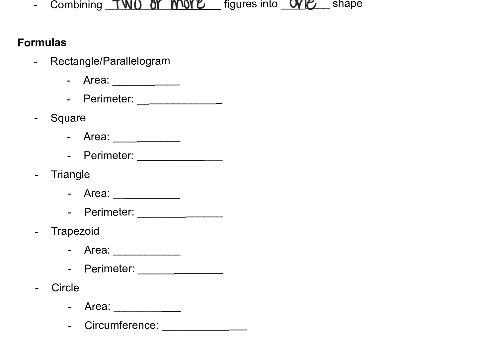So the first is a rectangle, or just in general, any parallelogram. So the area is going to be length times width. So whatever your length is times your width. Your perimeter is 2 times the length plus 2 times the width, because in a rectangle or a parallelogram, your opposite sides are the same length. So you have 2 sides that are the length and 2 sides that are the width.